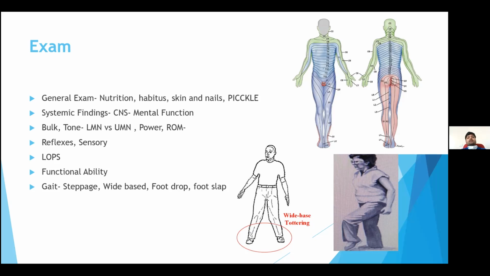And then go on to the musculoskeletal aspects of your examination, where you look at the bulk and the pattern of wasting. The tone will give you information on whether it is a lower motor or upper motor neuron lesion. And an important aspect, the most important aspect, is the power charting through the manual muscle charting.